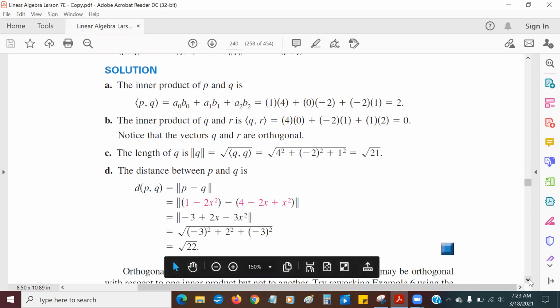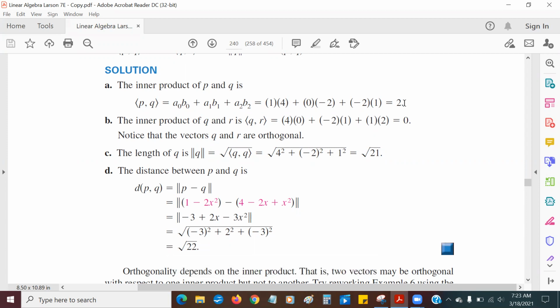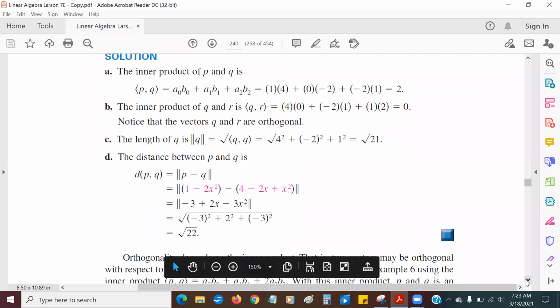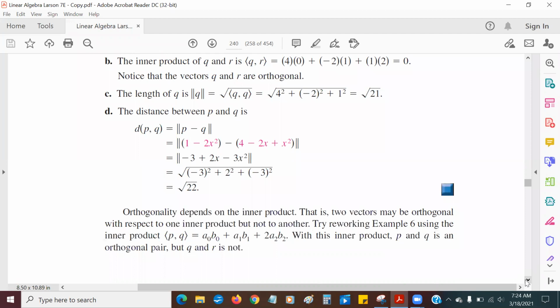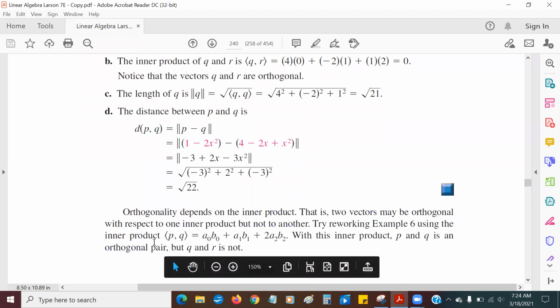Notice that the dot product of P and Q is 2, so P and Q are not orthogonal by our definition. But what if I keep the same P and the same Q, in the vector space Pn, and I redefine the inner product as a0 b0 plus a1 b1 plus 2 a2 b2? Before we just had a2 b2; now I'm putting in that extra little 2 over there.